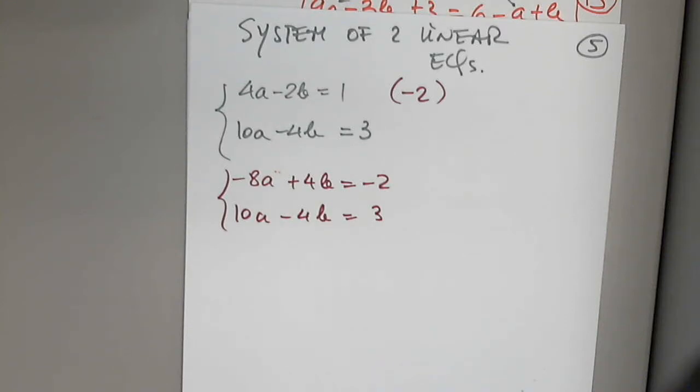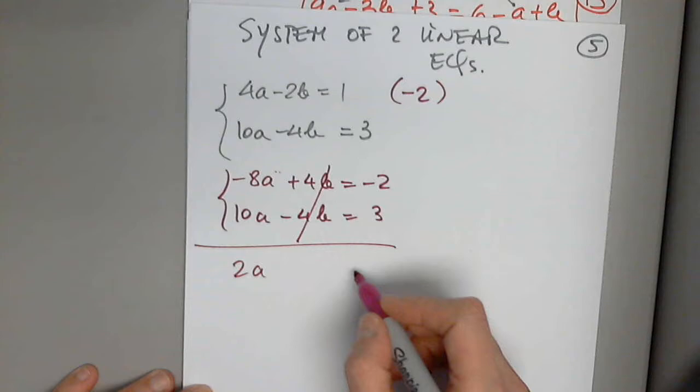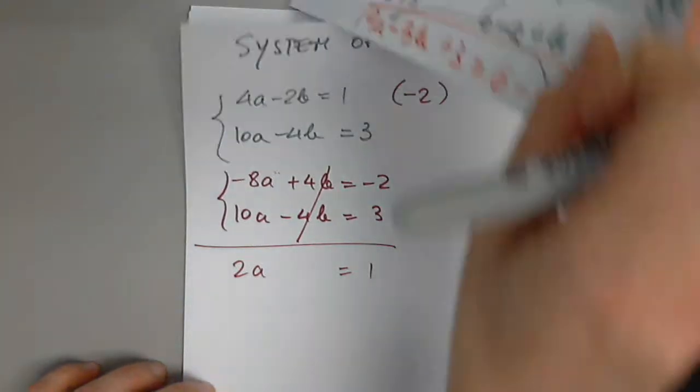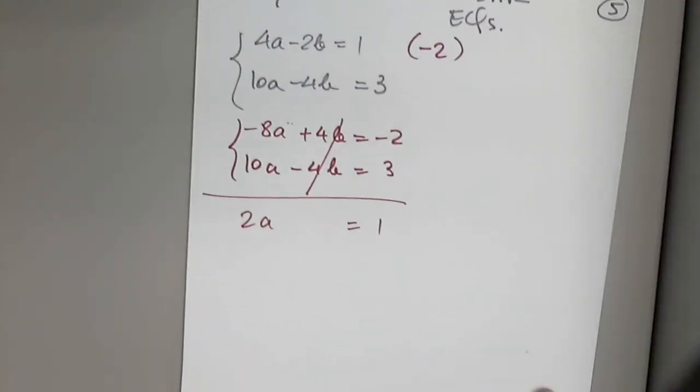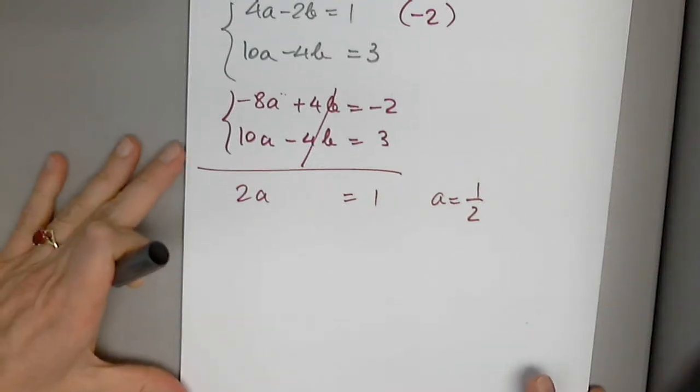Multiplying both sides of the first equation by negative 2 created the positive 4b and the negative 4b that I have in the second equation, and then those two will go away. So this is 2a equals 1. Well done. So how much is a? 1/2. Now we have to go back and insert it. It doesn't matter where, either the first equation or the second one, and get b.